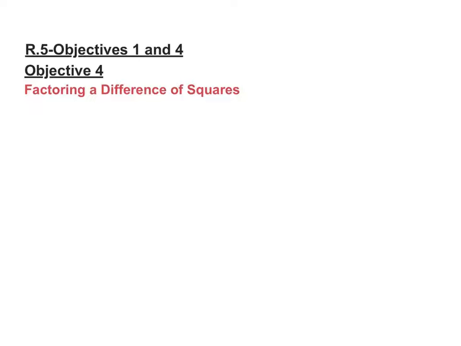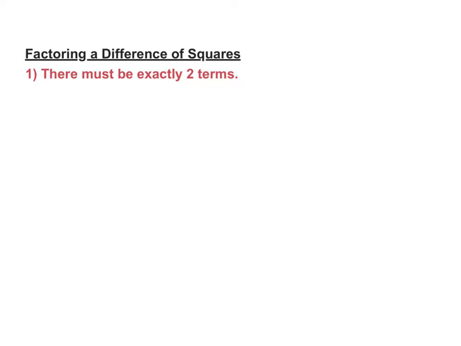Okay. So what's important with factoring a difference of squares is making sure it meets all the criteria first. If it doesn't meet the criteria of what the name is, difference of squares, then we can't use difference of squares. And so in reality, here's the criteria. The first criteria is this: there must be exactly 2 terms. It cannot have more than 2 terms.